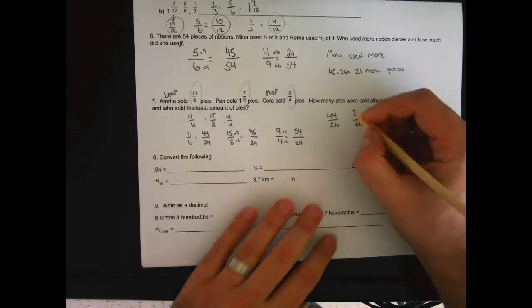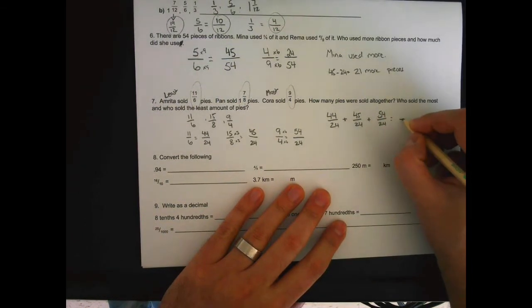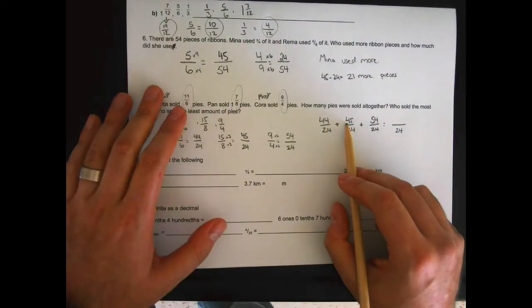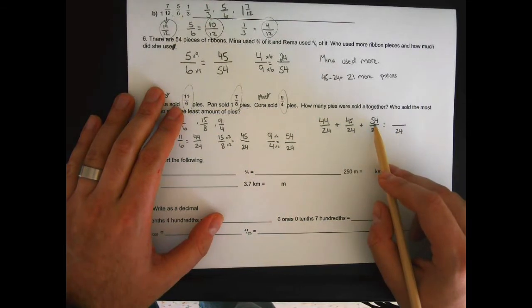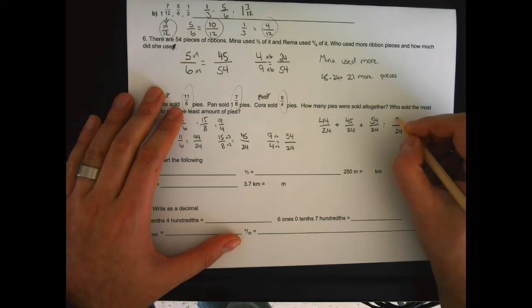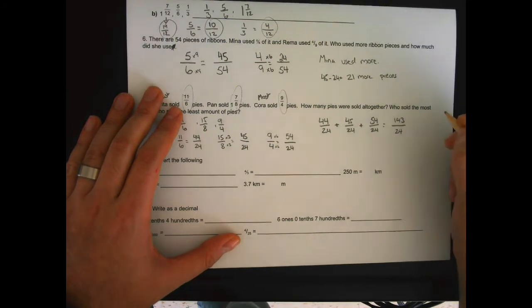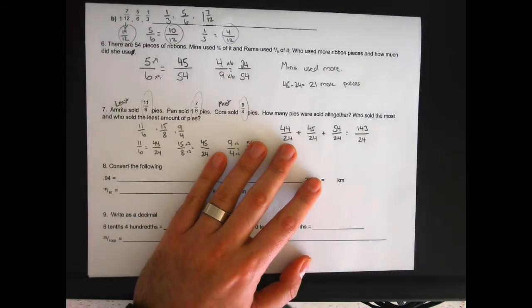Add them up. So when you add them up, you know that the denominator stays the same because it is the same. So you would add 44 plus 45, which gives you 89. And then 89 plus 54 is 143. So that's how many slices were sold, 143.